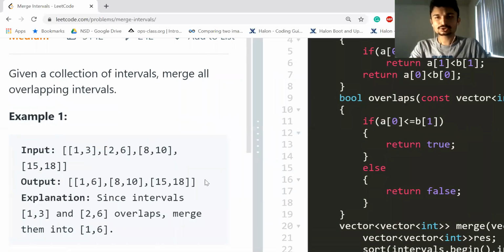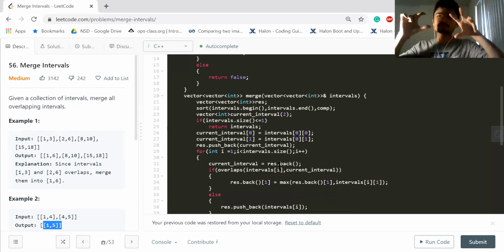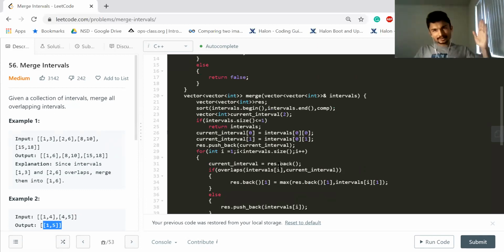So how do I think about it? Whenever you have an interval problem, the first thing you need to think about is sorting, because in any interval problem you might at least need to sort one way, either by the start point or by the end point. Since we need to merge the intervals, I need to work from the start points. That is why we sort by the start points.